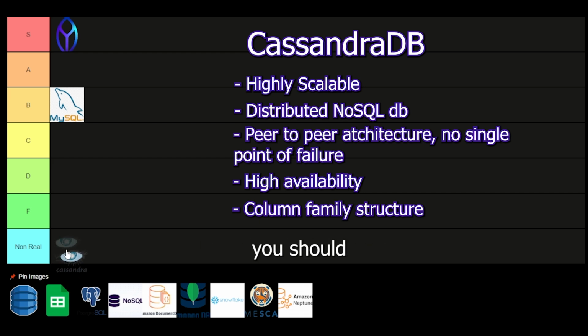I would say also you should become familiar with Cassandra DB before throwing it around in a system design interview. An interviewer who is familiar with this database could make you look silly if your only justification for using it is that Google uses it. Overall, I would put it in the A tier. So A tier for Cassandra DB.